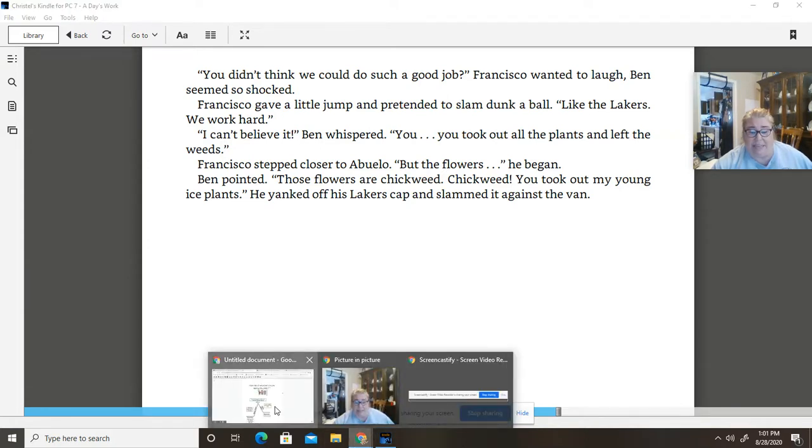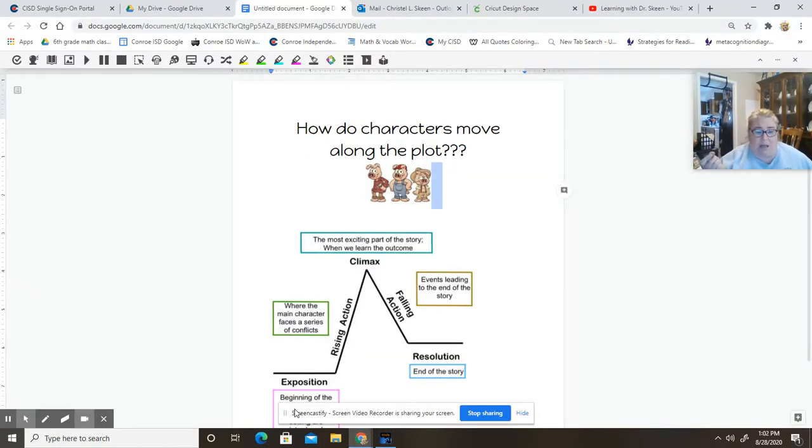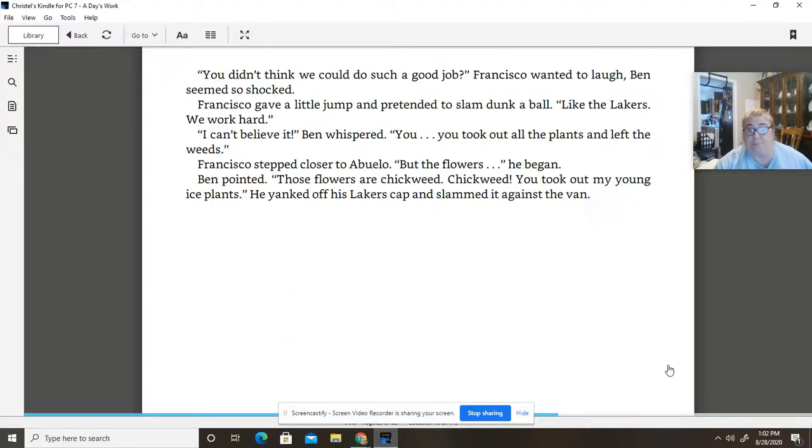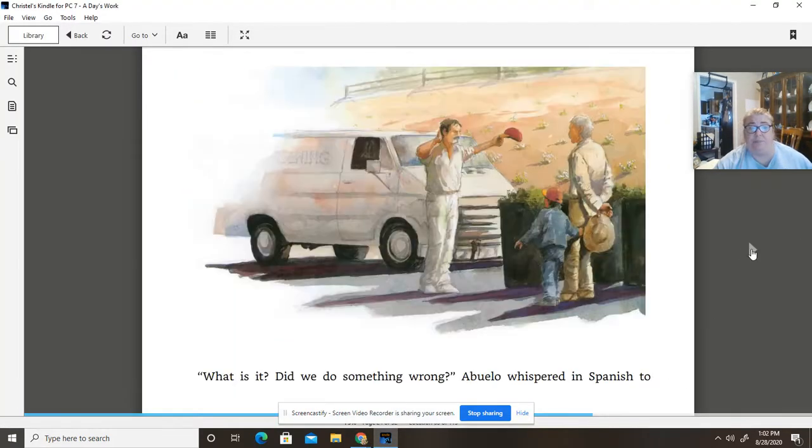So now you can see Francisco's really moved our plot along. We really know what the conflict is. Him saying that his grandfather knew gardening, him saying what the flowers were and what the weeds were, is kind of getting us to our problem here. We're getting really close to seeing how this turns out. Ben is really mad right now. You can tell because he slammed his hat against the van.